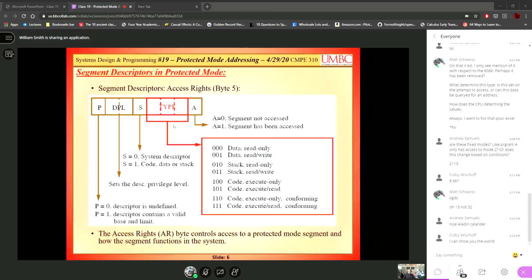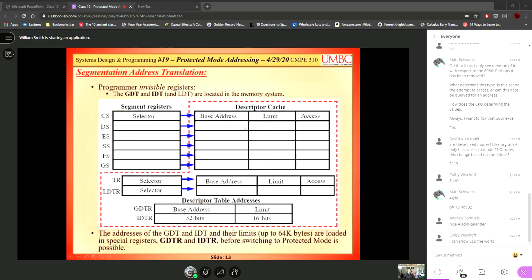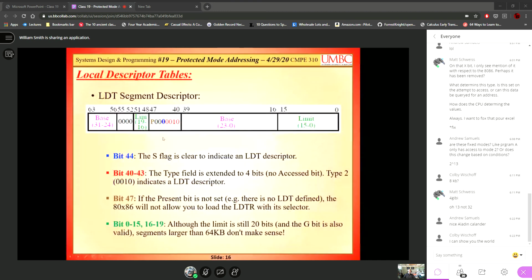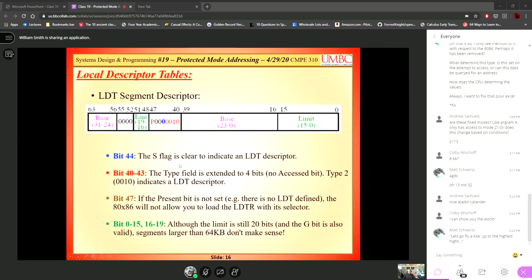Anyway, I'm trying to think why he's got all 4 of them as red, when I think type and the segment can be accessed. Okay, so what's he doing here? The type field is extended to 4 bits. Oh, there is no access bit. Okay, all right. So when you start getting into the LDT, the bits have a little bit different functionality, but it's pretty much the same.